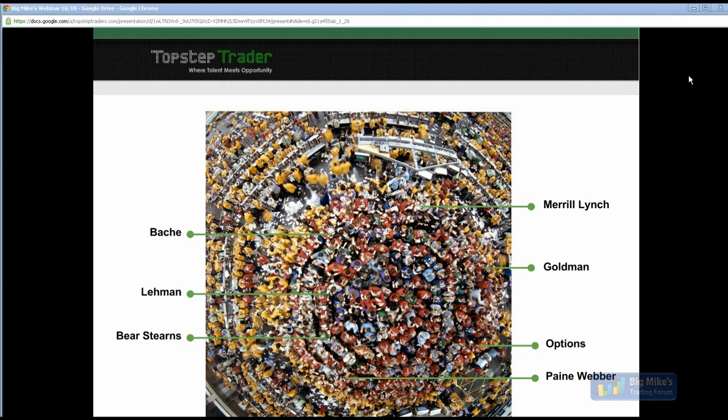So the traders then in the pit experienced a lot of the same things that we're doing on screen. They had the same issues, the same challenges, and it was, believe me, just as difficult.